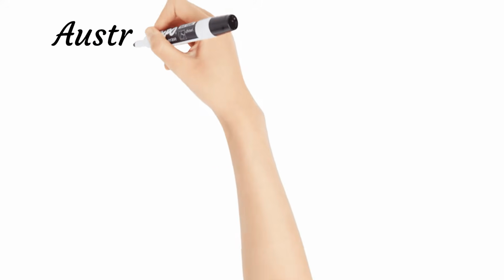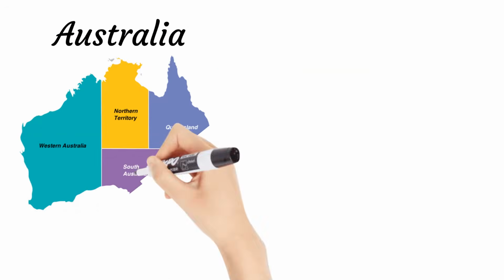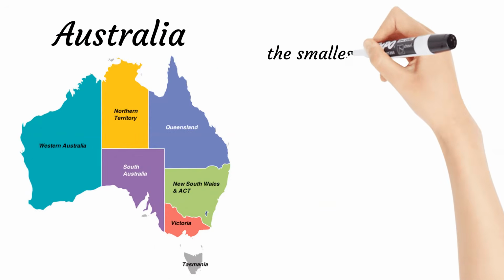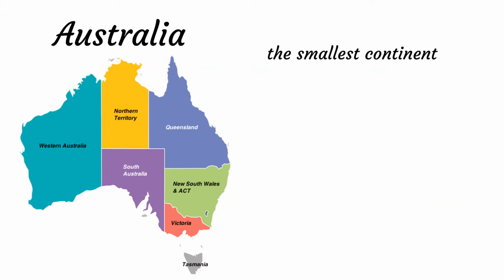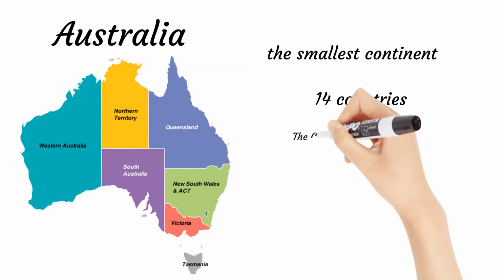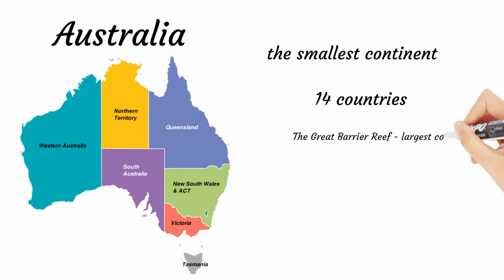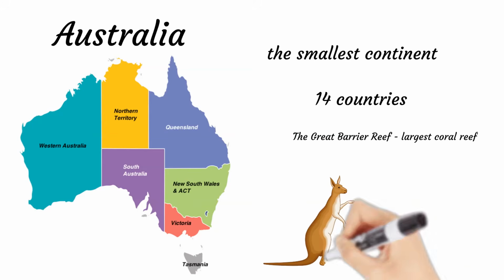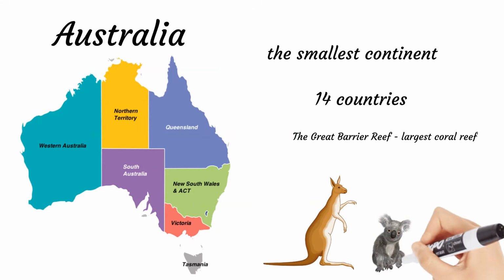Australia is the smallest of the 7 continents. Even though many tend to think that Australia the continent and Australia the country are the same thing, this is not true. The Australian continent includes 14 countries. The Great Barrier Reef, the world's largest coral reef, is found here, as well as many unique animals, including kangaroos, koalas and emus.